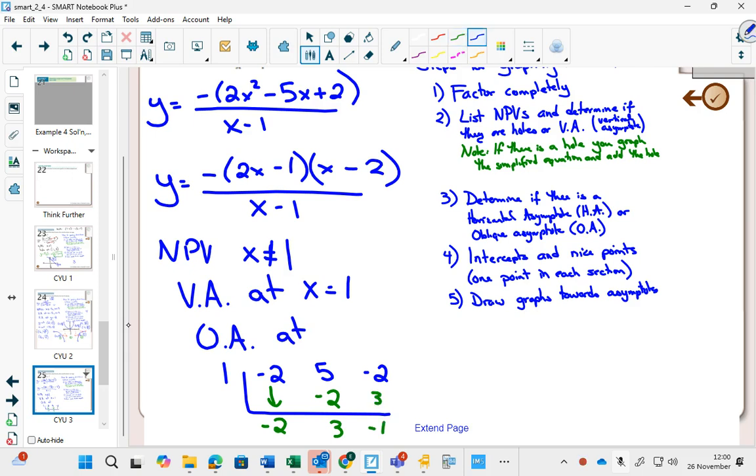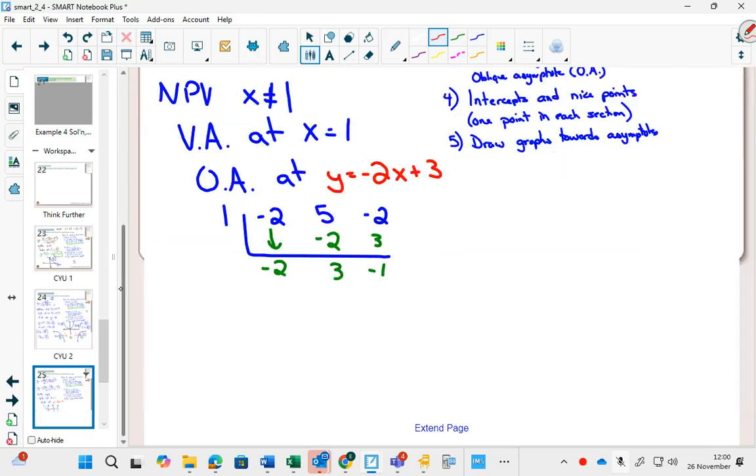It does not matter what your remainder is, so you can ignore that final minus 1. Your oblique asymptote is at negative 2x plus 3. We can start our graph.